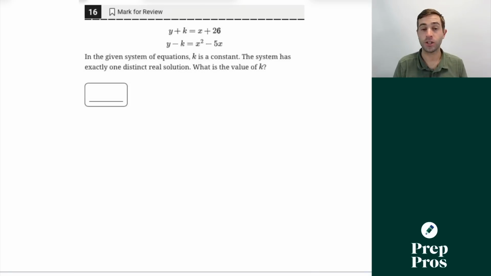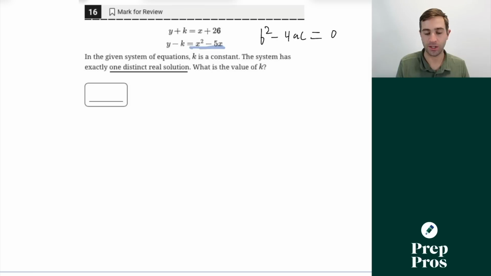Now, the next thing you're going to see is the other type of solution question we can see on the test, and these are discriminant questions. These are super, super common. Now, the way that you're going to spot you're dealing with this is we're going to see a quadratic, and it's going to talk about the number or type of solutions. And that means you want to use the discriminant, which is the part of our quadratic formula, which is b squared minus 4ac.